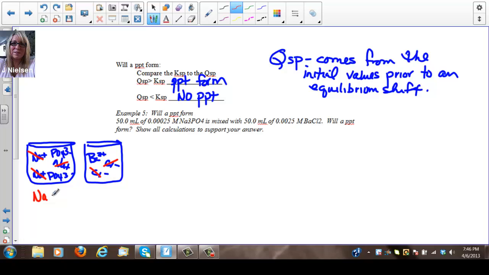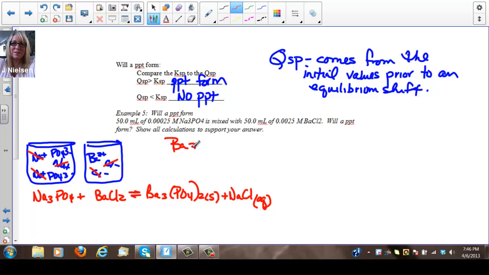You've got Na3PO4 combining with BaCl2, and that's going to form Ba3(PO4)2, which is a solid, and NaCl, which is aqueous. So obviously I was correct in my assumption that the spectators were the Na plus and the Cl minus ions.